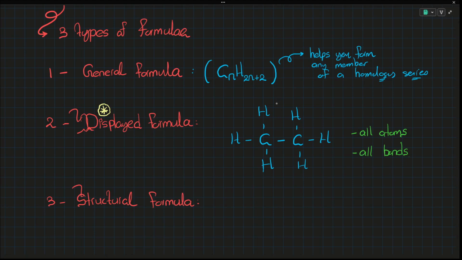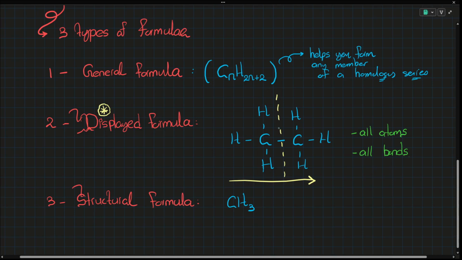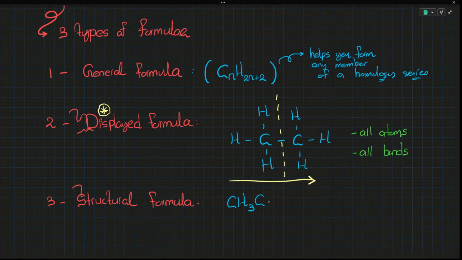I'm just going to split this molecule like this here, and I'm going to read the molecule from left to right. Just to confirm, I'm reading it from left to right. So from this side I can see I have a CH3, so I'm writing that down like this. And on the right hand of my dashed line, I have another CH3. So I'm writing it down like this. That is your structural formula.